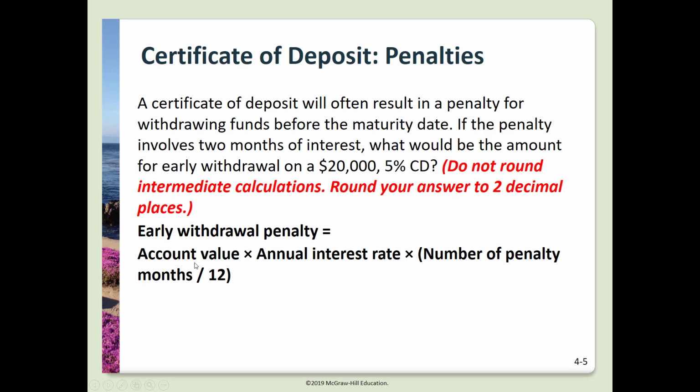We're going to be taking the account value multiplied by the annual interest rate times the number of penalty months divided by 12. Because we know in a year there are 12 months and we have to account for the number of penalty months. So plugging in our numbers, our account value was the 20,000. Our interest rate, we're going to convert to a decimal number. Here's the 2 months that the penalty involves for early withdrawal, divided by the 12 months possible in a year. So when I plug all that into my calculator, we get $166.67 as my early withdrawal penalty.